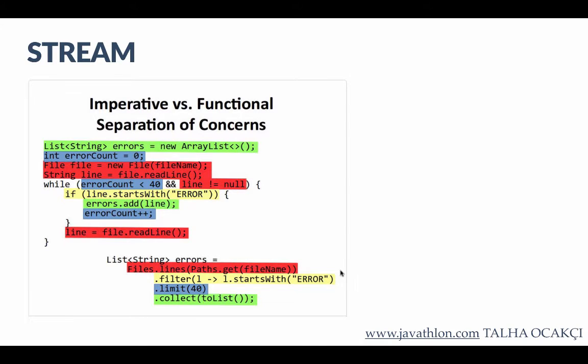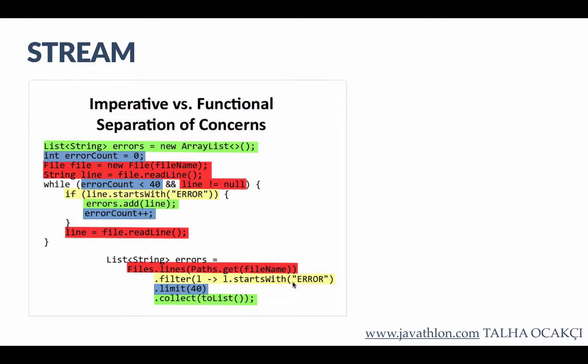Now this makes sense for you. This is just a predicate and checks if this line, the given string, starts with error or not, and if it does not start with error, it will be eliminated. Otherwise, it will be collected into the result set, and this result set will be an output to the next operation, and when we reach 40 lines, the processing will be done, and all the lines will be collected into a list. All of these operations are done on streams.